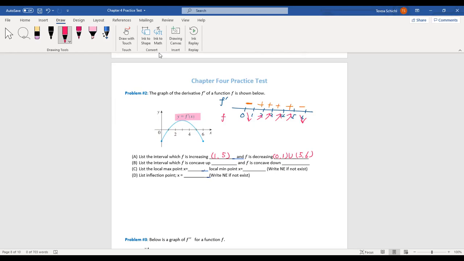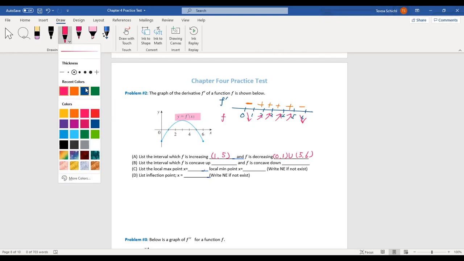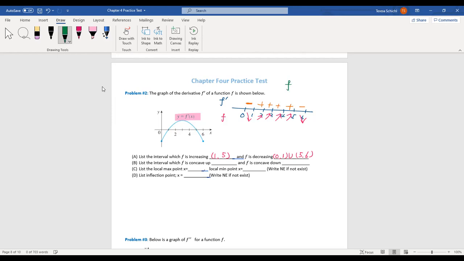So we know the concavity depends on what? The concavity depends on f double prime, right? Okay, so now let's take a look. How do we do this one? You graph it. You need to have a very clear idea here. So you graph it. So this is 0, 1, 2, 3, 4, 5, 6.